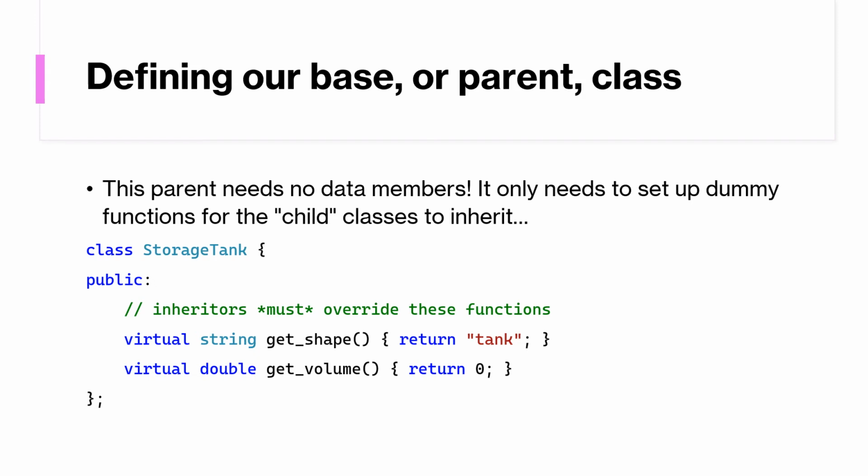Okay, now we're going to define the base or parent class. Now this parent actually doesn't need any data members because it's not keeping track of a particular size, because a storage tank that has no shape cannot have a size. It just needs to set up dummy functions for the child classes to inherit. And of course, we're going to make those virtual functions so that these can be polymorphic in C++.